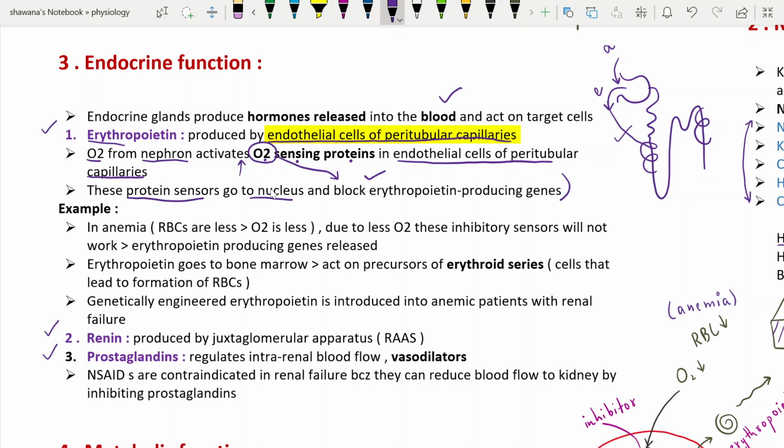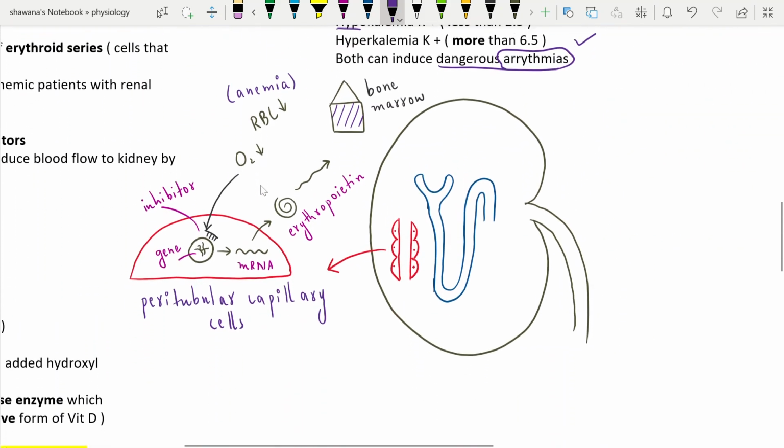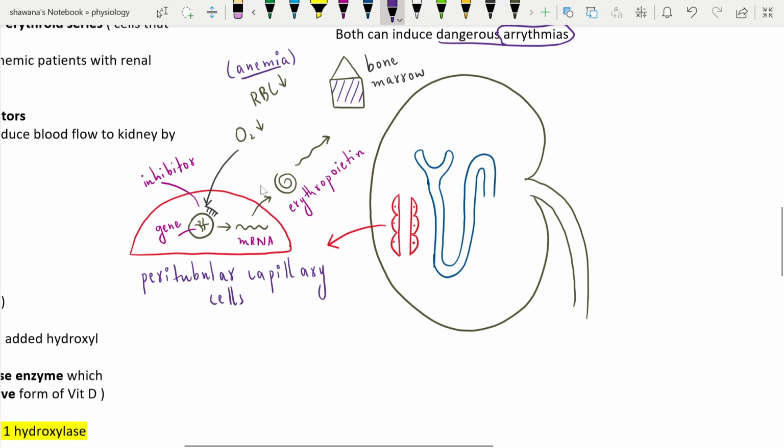But on the contrary, if the person is anemic, they have fewer RBCs, less hemoglobin, and less oxygen, so the body becomes hypoxemic. In this condition, the inhibitory sensors will not work due to less oxygen. When the inhibitory sensors are not working, the erythropoietin producing genes are released. Let's discuss in this diagram. If the person is anemic, the RBC levels are going down, oxygen levels are going down. These are the inhibitors, which are inhibiting the gene.